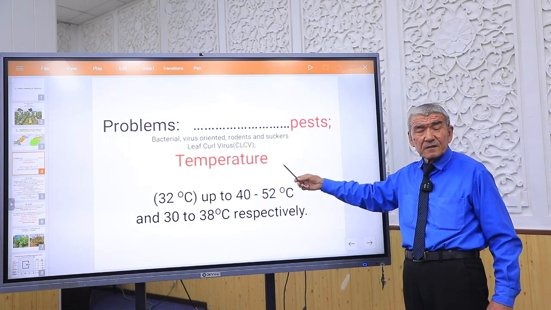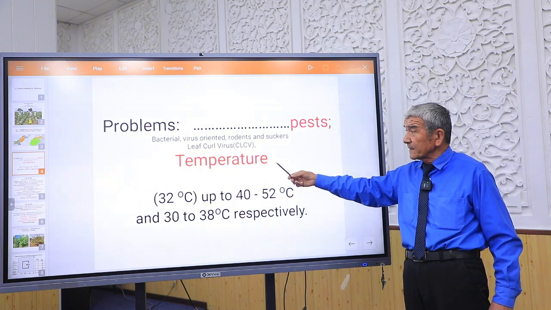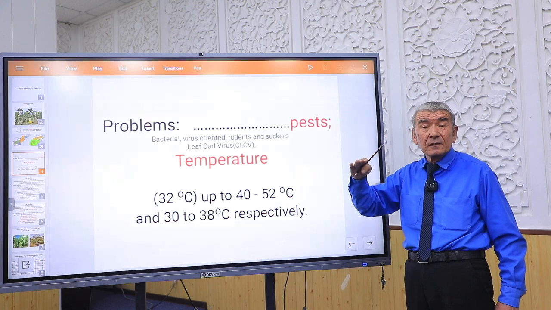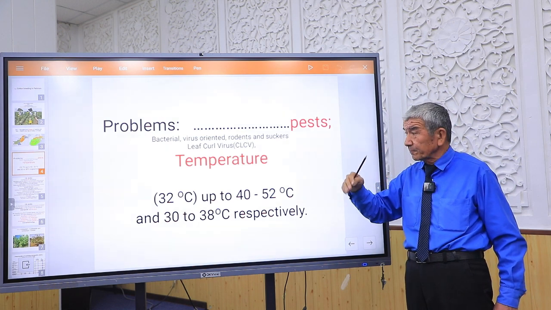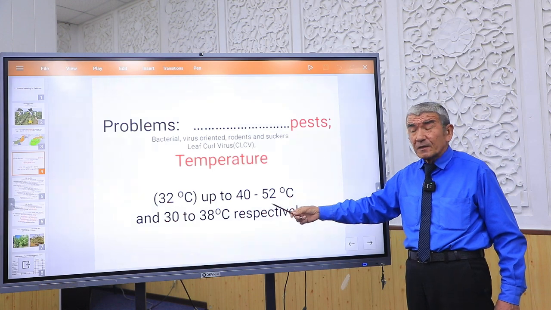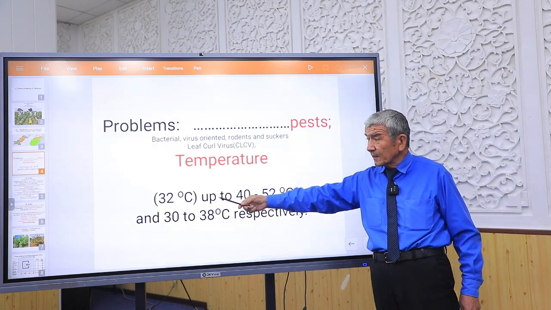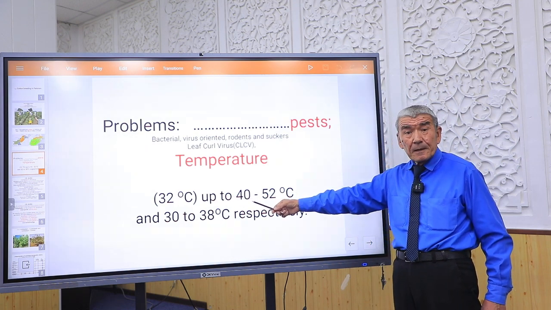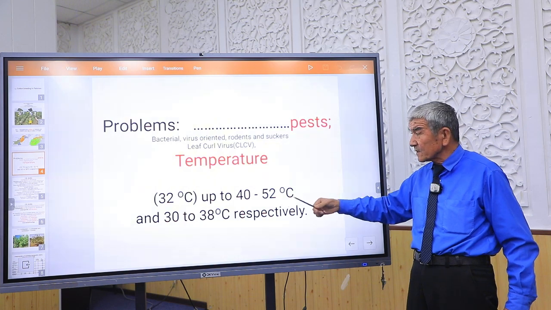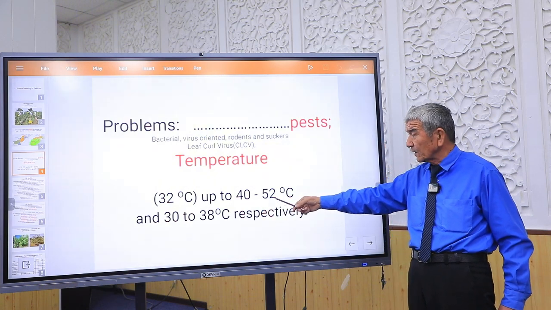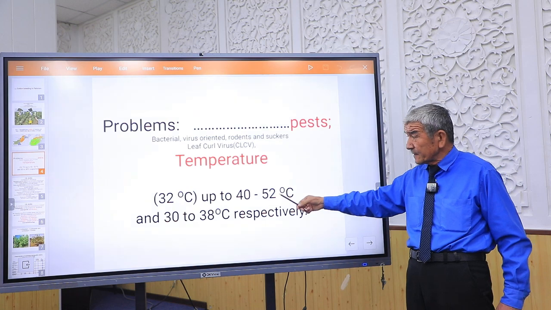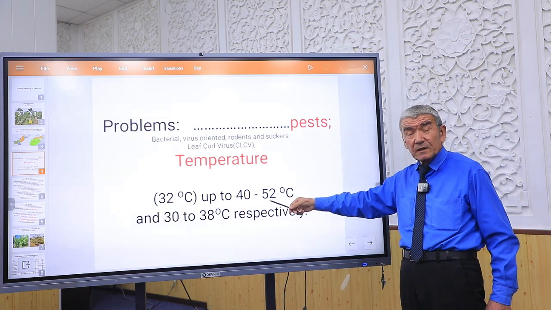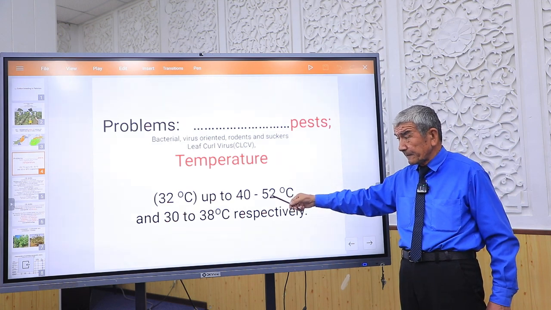And plus there is another problem, that is temperature fluctuation at day and night times. If the average temperature ranges around 32 centigrade in daytime, fluctuation goes up to 40 and even 52 centigrade. This negatively affects the development of the cotton plant.